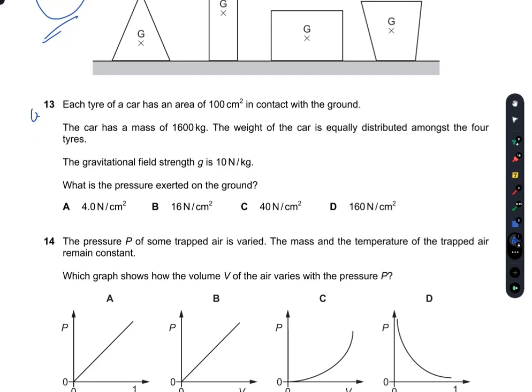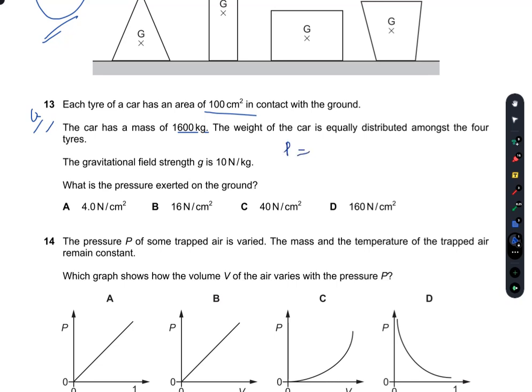Question number 13. Each tire of a car has an area of 100 centimeter square in contact with the ground. The car has a mass of 1600 kg. The weight of the car is equally distributed among the four tires. The value of g is 10 newtons per kilogram. What is the pressure exerted on the ground?